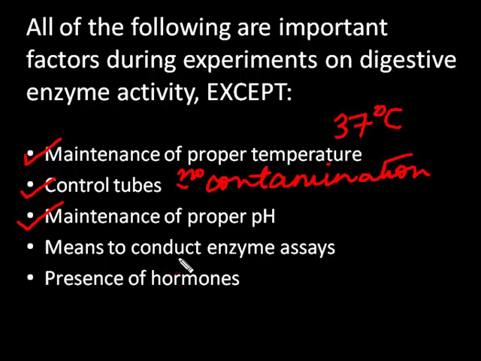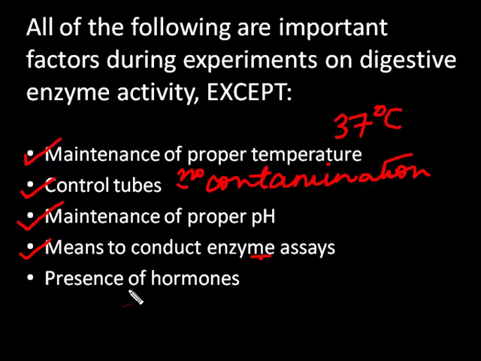The fourth one is means to conduct enzyme assays, or in other words, you have to have certain means to see what are the end products of digestion, be it by means of reagents where the color changes, or you put it into a photometer where you look at the optical density. So you have to have some means to find out the end product of the digestion, and that's known as enzyme assay. So that is important.